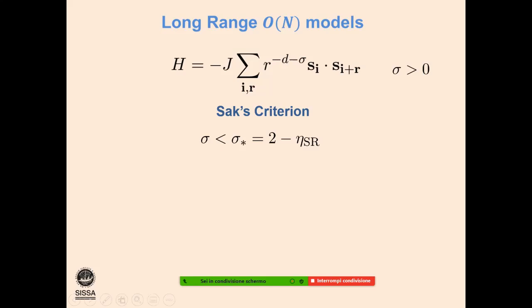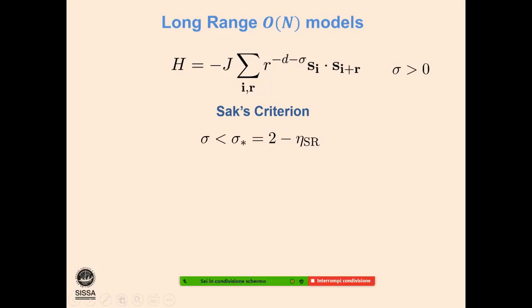Now, the common lore about this O(N) model, ferromagnetic O(N) model, is that we have order and disorder phase, just like in the short range case, but that the critical exponents, the universal quantities at the critical point, can be influenced by sigma.